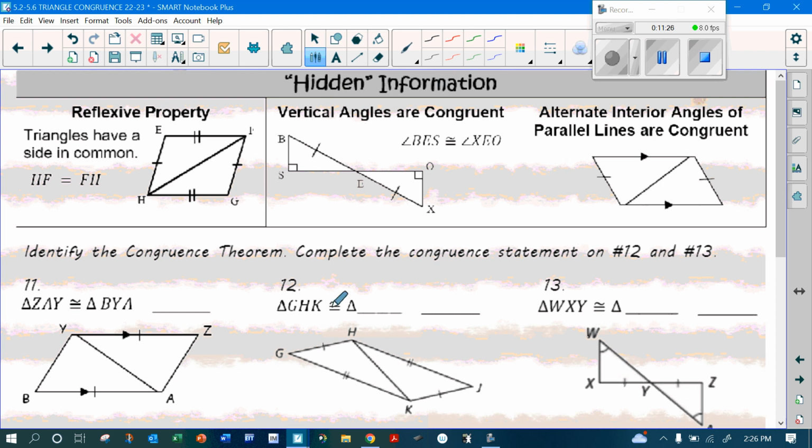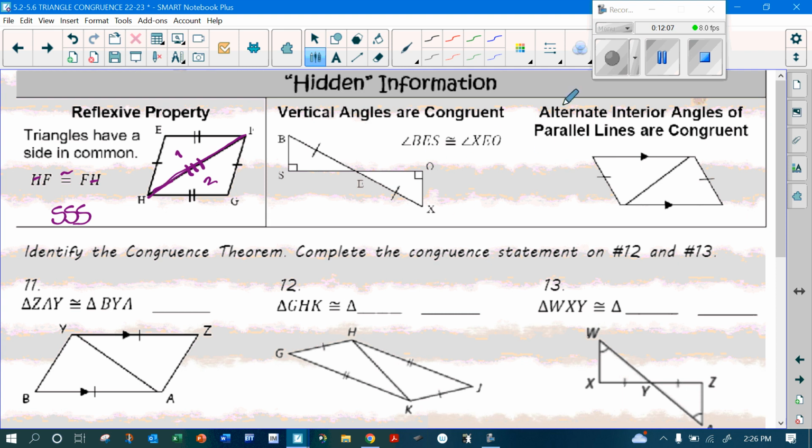Now, hidden information. This is the information that they're never going to give you. They're going to expect that you already know these things. The reflexive property, when something is equal to itself. So when FH is congruent to FH, okay? And that's anytime you have two triangles and they're connected by that centerpiece, it is equal to itself in both triangles. So this triangle HEF is congruent to triangle FGH. So this would be a side, side, side, where triangle 1 is congruent to triangle 2.